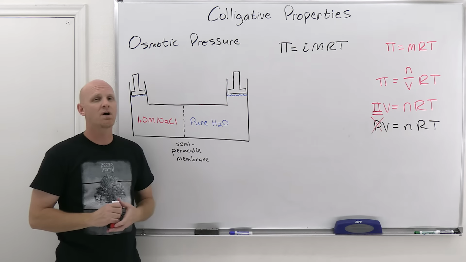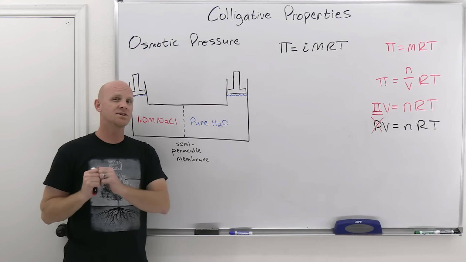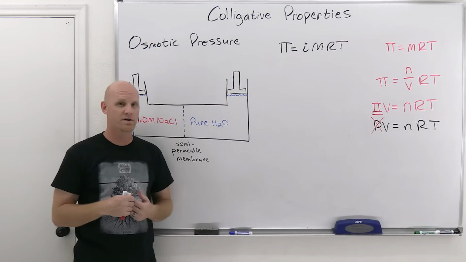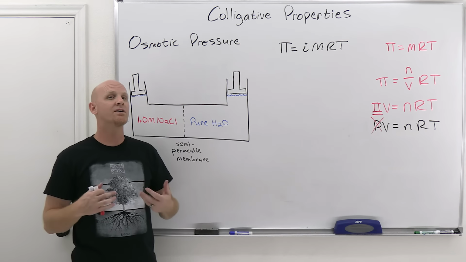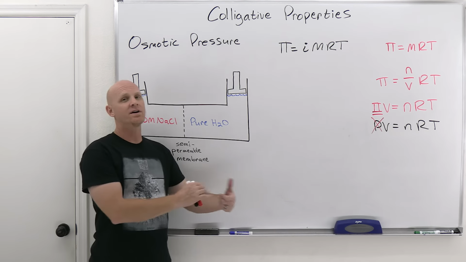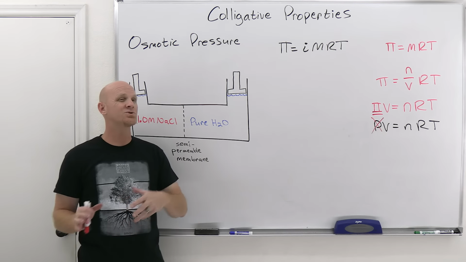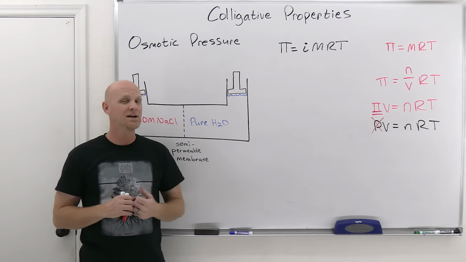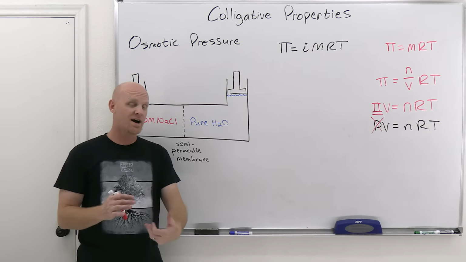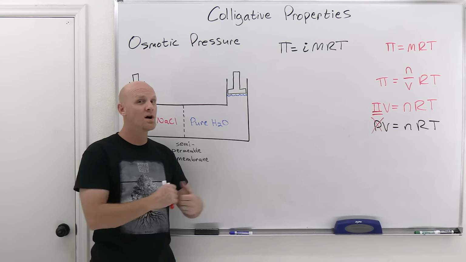And most of you probably know that osmosis from your biology class is the diffusion of water. It's where water travels from an area of high concentration to an area of low concentration. When we say high concentration and low concentration here, we have to be careful because it's where water has a high concentration to where water has a low concentration.